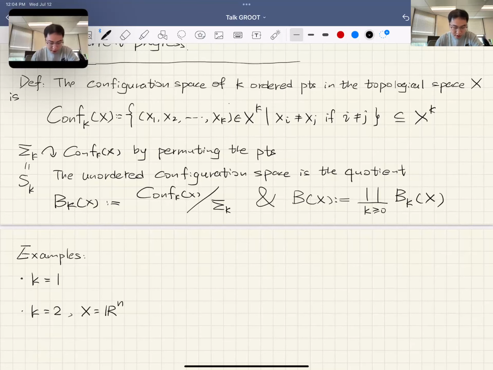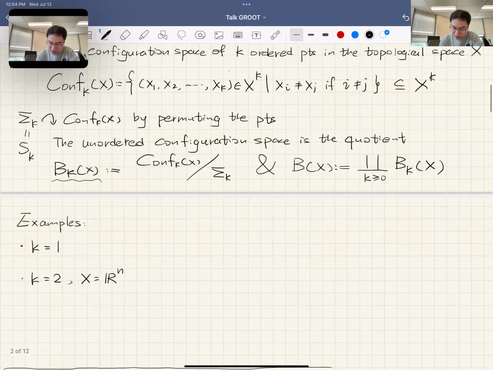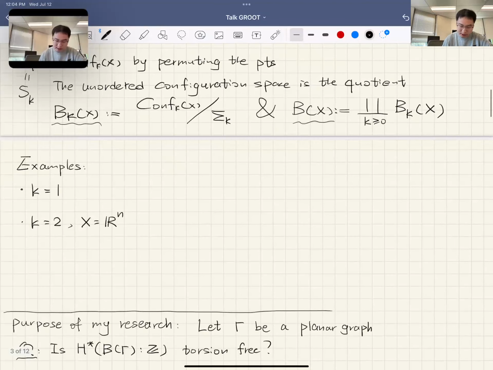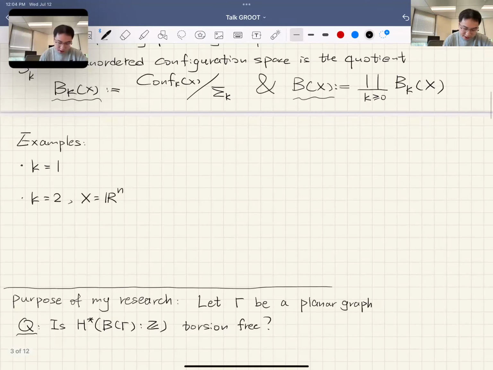Okay, so we can also define the unordered configuration space, which is just the quotient space B_k of X, defined as Conf_k of X divided by Sigma_k. And we can denote by B of X the disjoint union of B_k of X for k greater than or equal to 0. Okay, let's start with some easy examples.